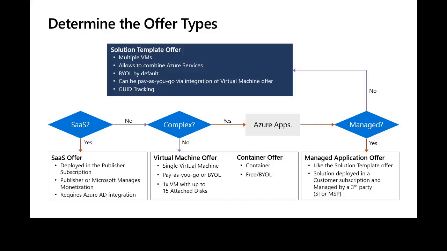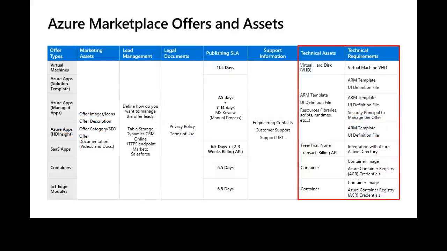All right, but that's basically the 10,000 foot view of how to think about what packaging mechanism will work best for you. The next slide shows all the different types and assets. I know it's a little bit busy, so let's look at the things that are highlighted in the box. On the left side, you're going to see all the different offer types, and each one of the offer types will have specific technical assets.